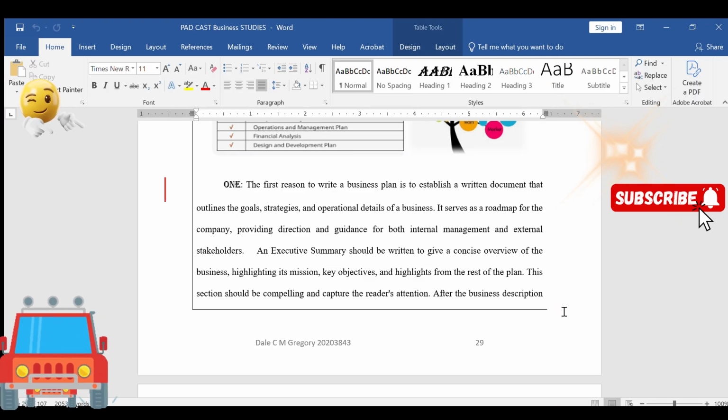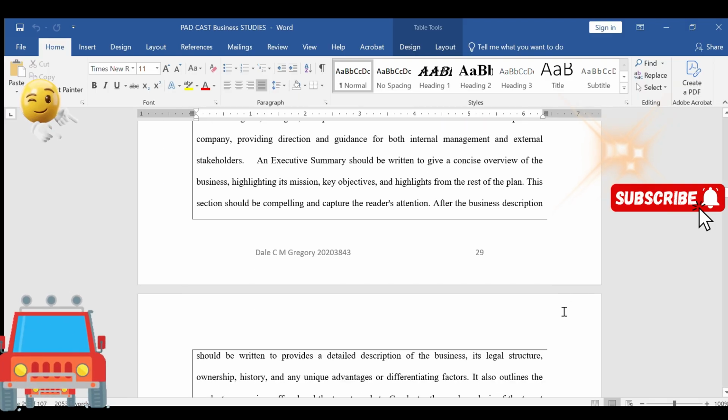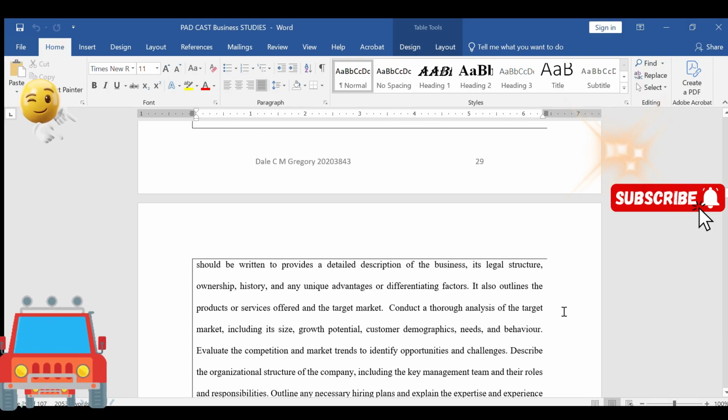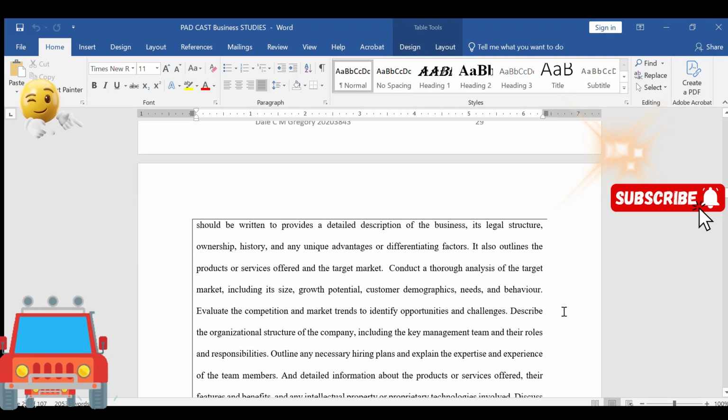This section should capture the reader's attention. After the executive summary, a business description should be written to provide a detailed description of the business, its legal structure, ownership, history, and any unique advantages or factors. It also outlines the product or service offered and the target market.